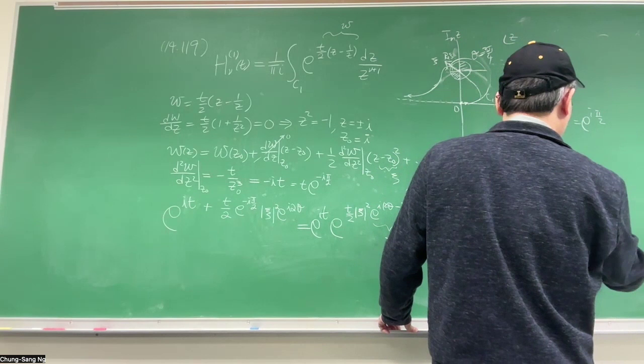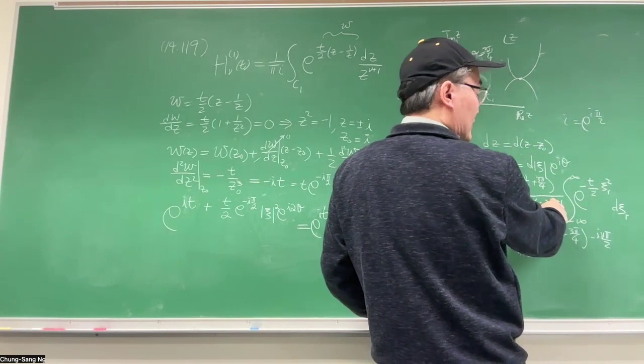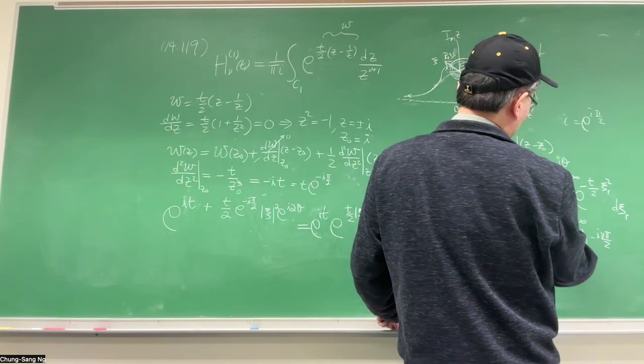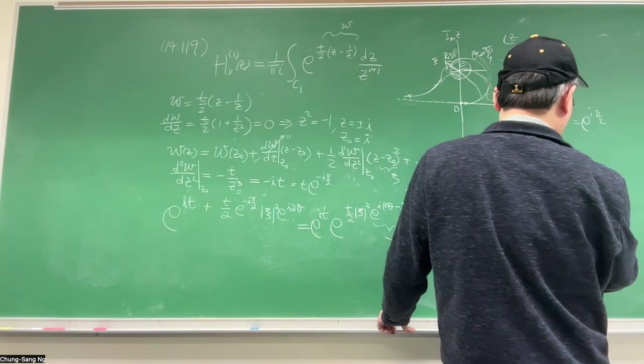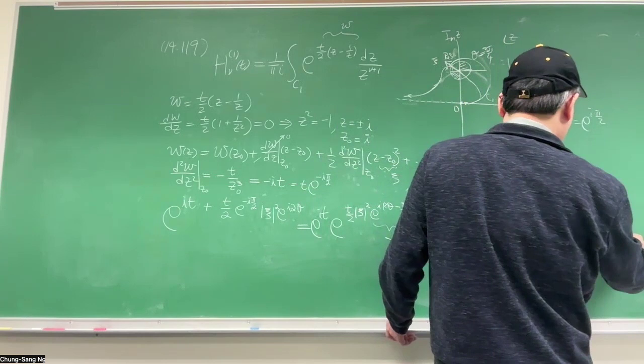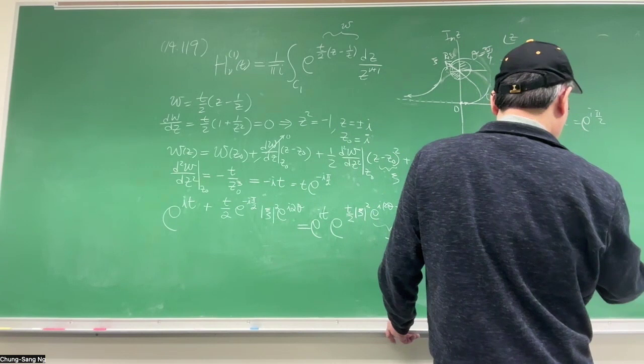minus I nu pi over two. So that's coming from nu pi. I to the power nu. You have I to the power one times one, which is minus one. Minus one is e to the I pi or minus I pi. But then this is in the denominator, so you can say plus I pi or minus I pi. So it's plus or minus I pi.